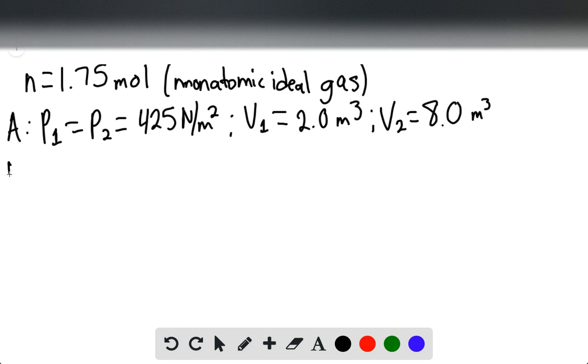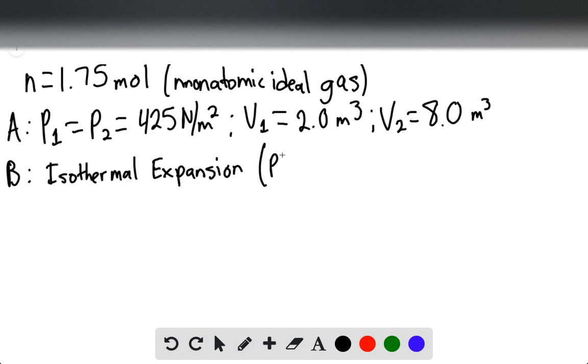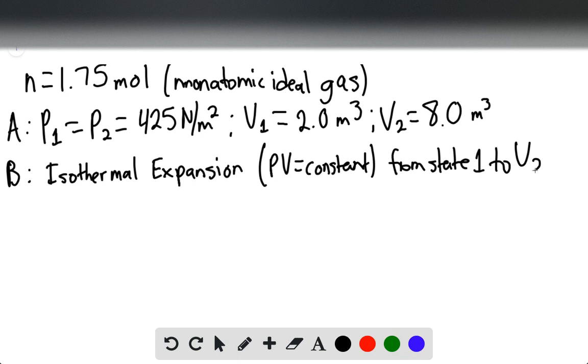For process B, we have two-step. This is a two-step process. So we first have an isothermal expansion. Again, temperature doesn't change. That's what isothermal means. And expansion means that the volume is increasing. However, it's isothermal, so that means that PV is going to equal a constant, because again, the number of moles in this gas, of course, does not change. So this would be from state 1 to V2, so the second volume.